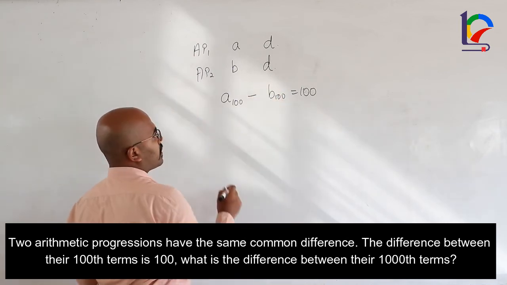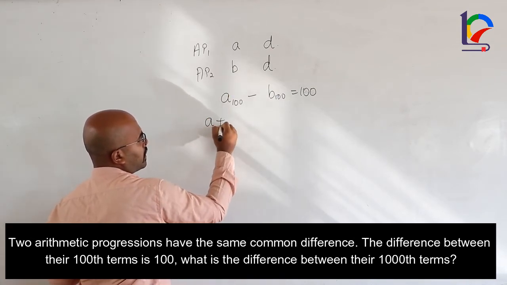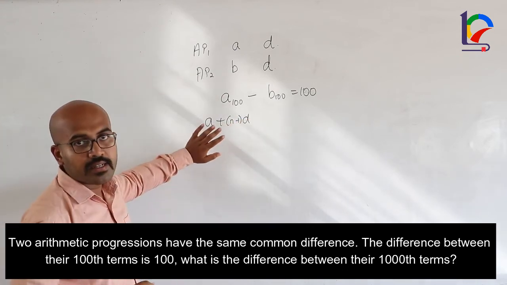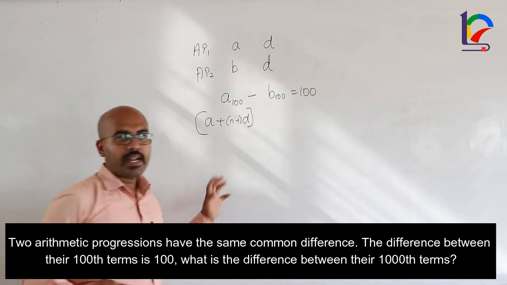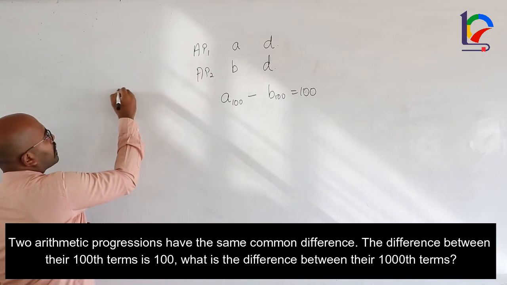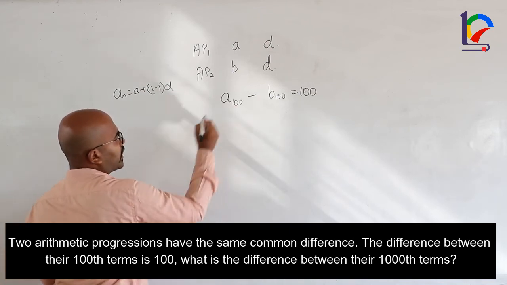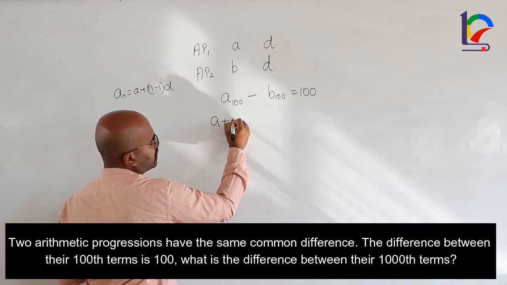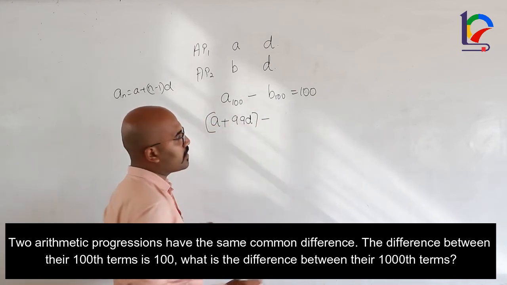So, what is a100? Since the common difference is the same, I can write a100 as a, the first term, plus n minus 1 into d. Since I know the value of n, I know an is equal to a plus n minus 1 into d. So, a100 means a, the first term, plus n minus 1, where n is 100. So, 100 minus 1 is 99d.